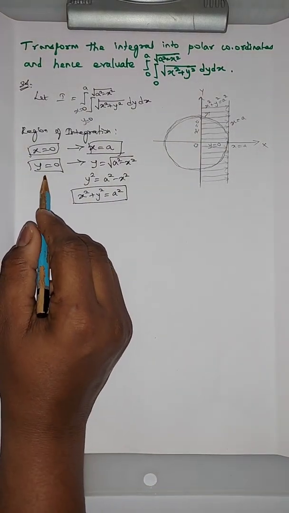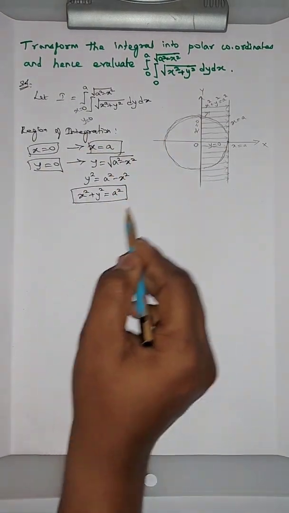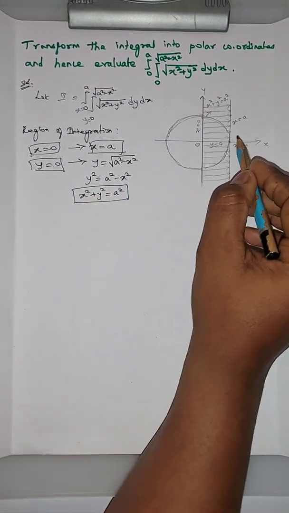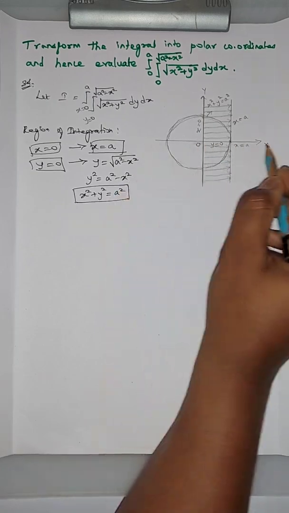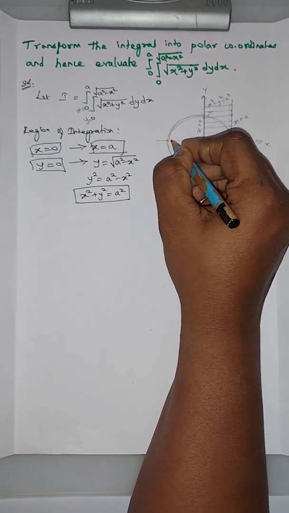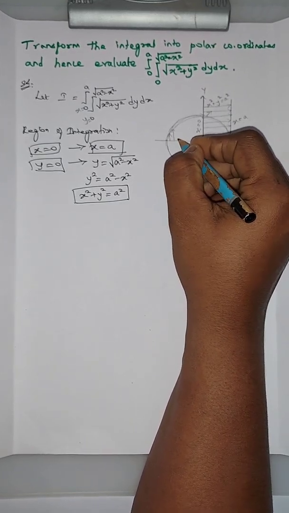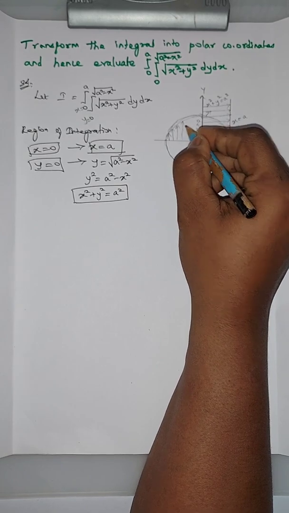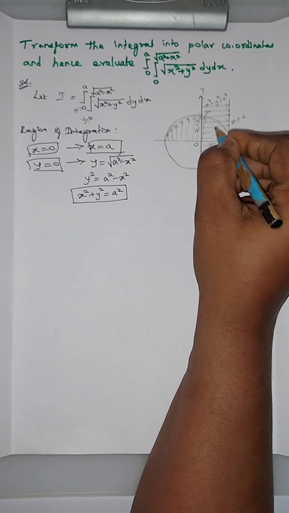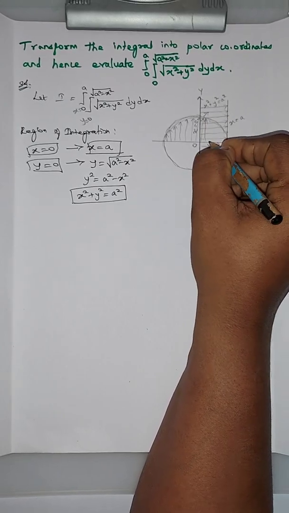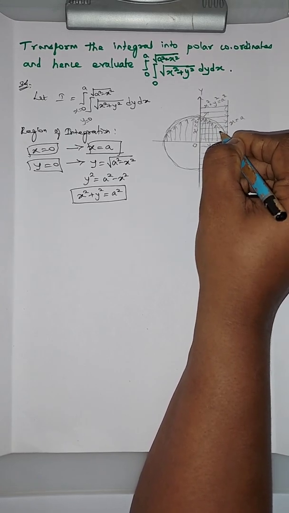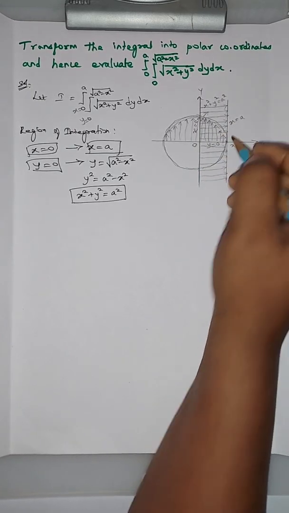Again, from y is equal to 0 to this curve. Y is equal to 0 is this line, the x-axis. So from here to the curve, the circle. It goes on like this, from here to the circle, from y is equal to 0 to the circle.